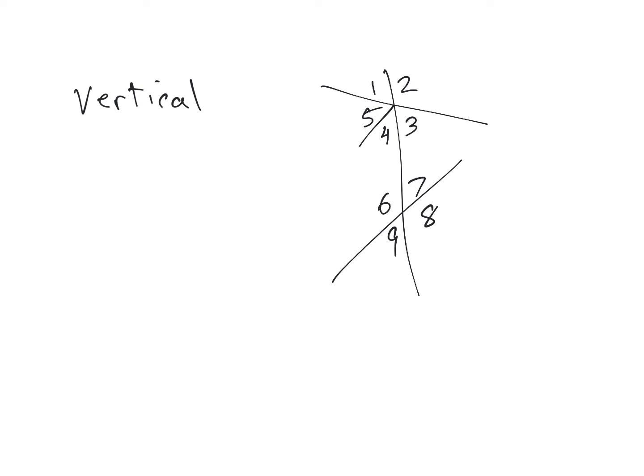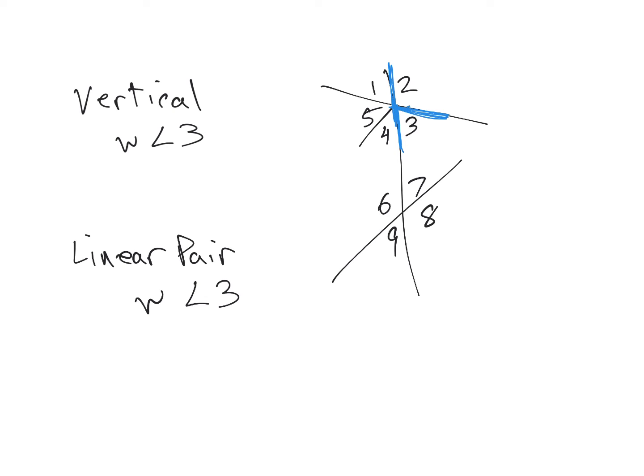Name a vertical angle with angle 3 and a linear pair with angle 3. Vertical angles with angle 3. For those of you who are struggling, angle 3 is right here. If you extend those, they make an angle with angle 1. And they are also equal and congruent to each other. So angle 3 and angle 1 are vertical angles.